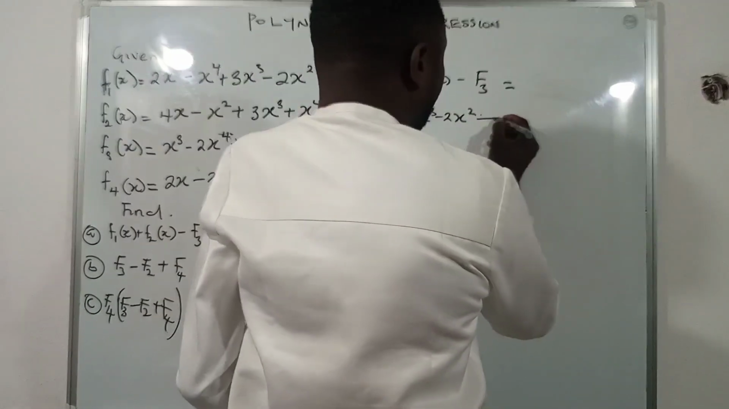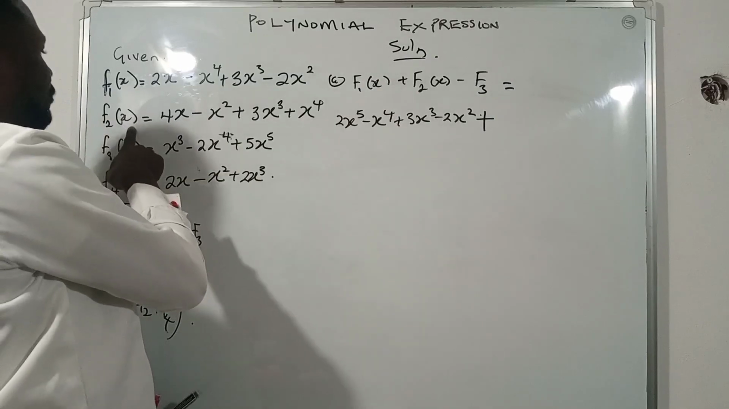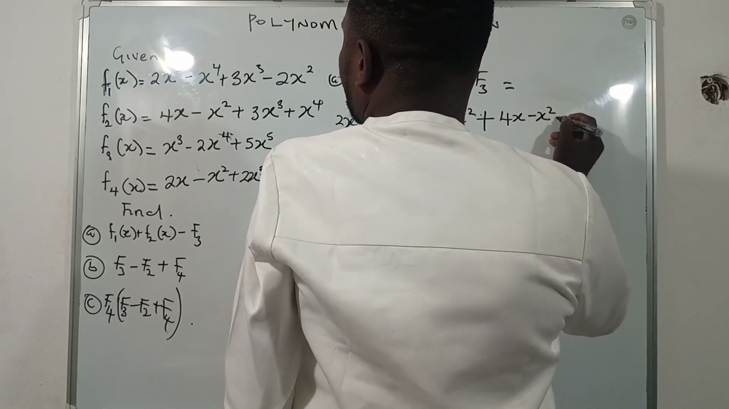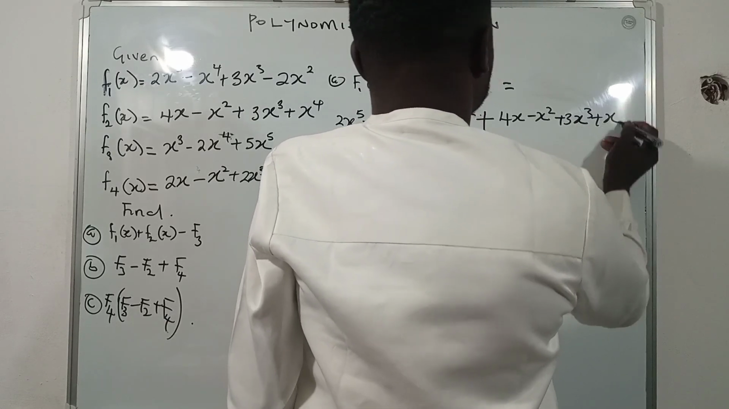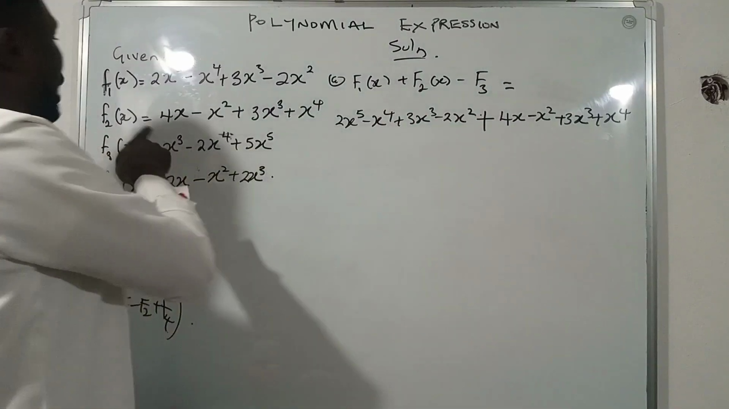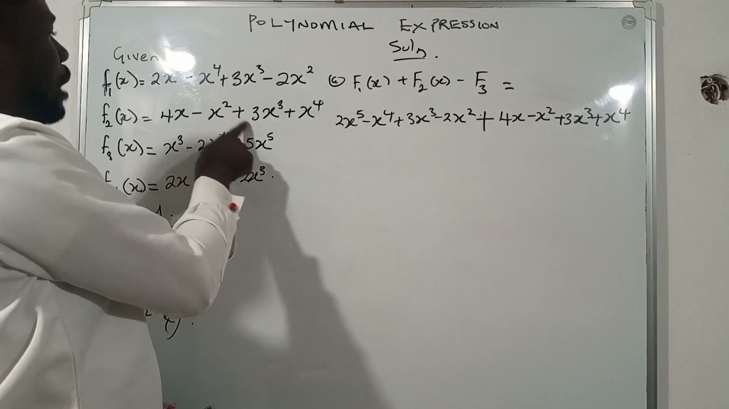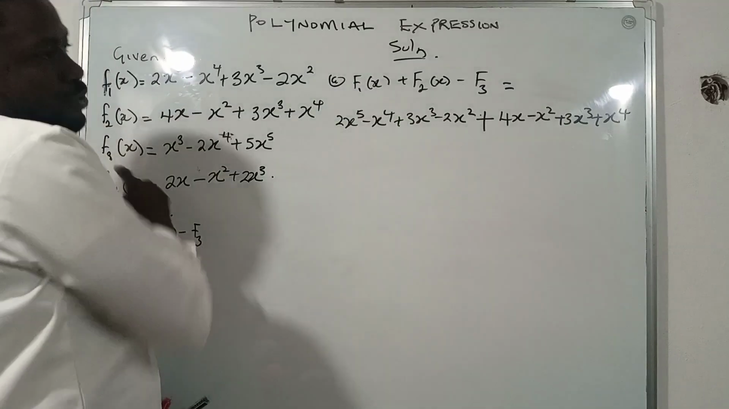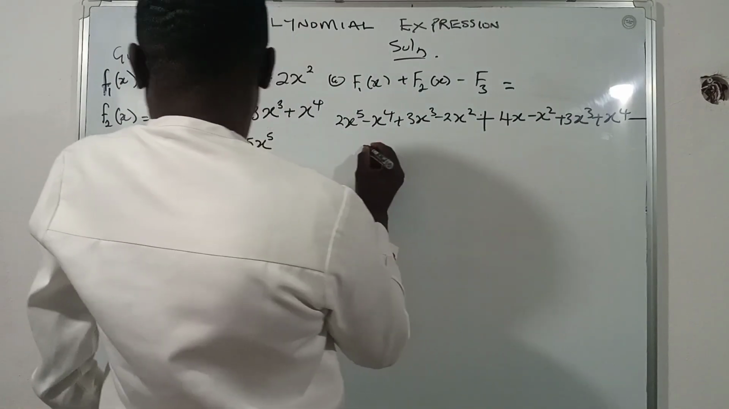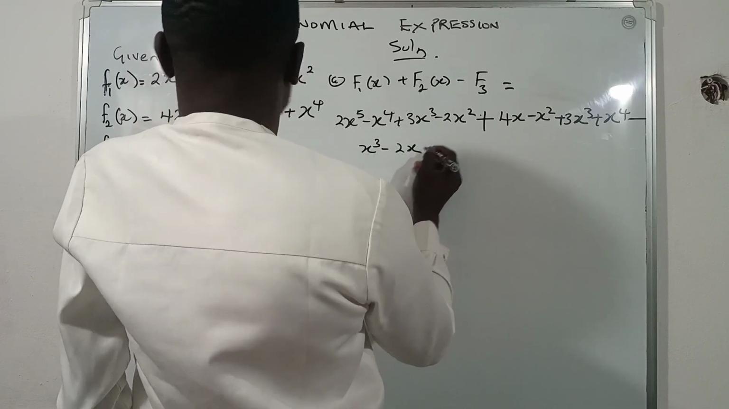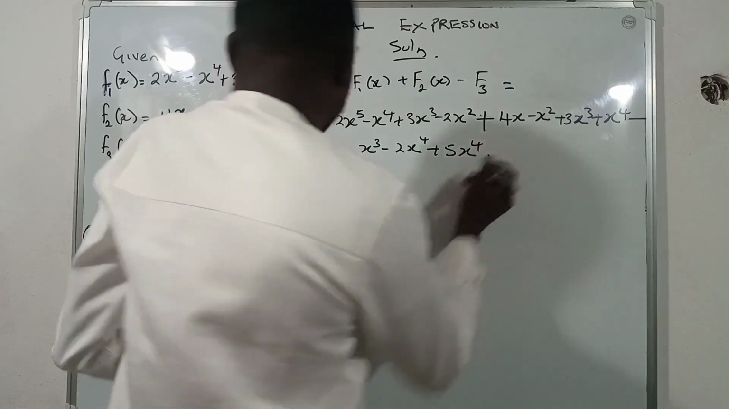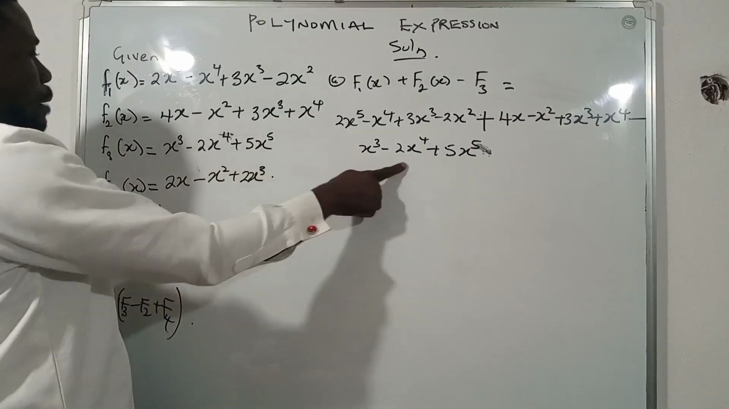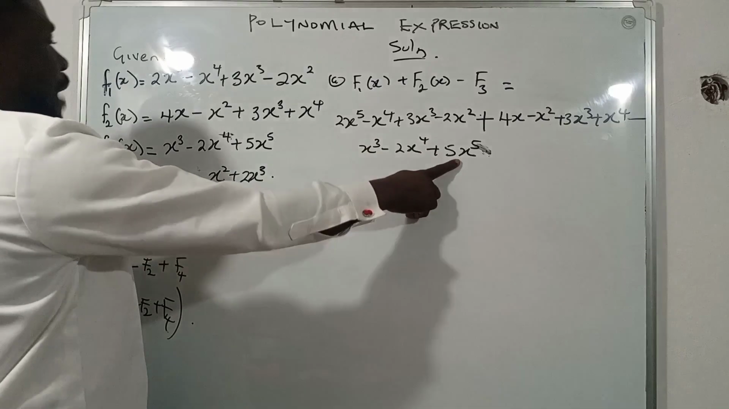Then plus, that's the plus sign. The next is what? The second expression, which is what? F2. We bring it forward. This is 4x minus x raised to the power 2 plus 3x raised to the power 3 plus x raised to the power 4. In other words, the whole of this represents what? F2, where F2 is 4x minus x raised to the power 2 plus 3x raised to the power 3 plus x raised to the power 4. Then the next is what? We're asked to minus F3. So we're going to have a minus here. And what is the F3? It is x raised to the power 3 minus 2x raised to the power 4 plus 5x raised to the power 5. So this represents F3, where F3 is x cubed minus 2x raised to the power 4 plus 5x raised to the power 5.